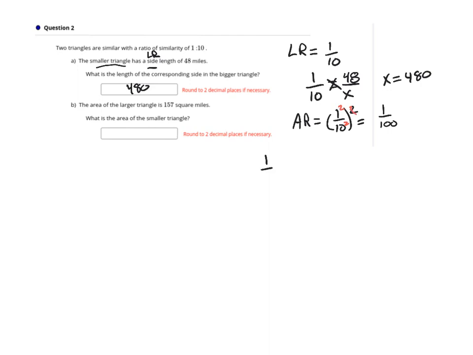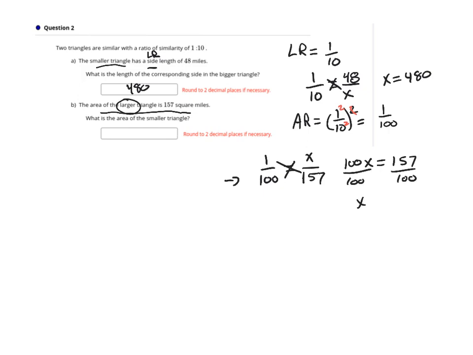Once we have the area ratio of 1 over 100, again, I'm going to set up a proportion. It says the area of the larger triangle is 157. Because it's the larger triangle, that means it goes on bottom with the larger number in my ratio. The smaller one goes on top. When we cross multiply, I get 100x is equal to 157. So I take x times 100 and 1 times 157, divide by 100, and we end up with x is equal to 1.57.